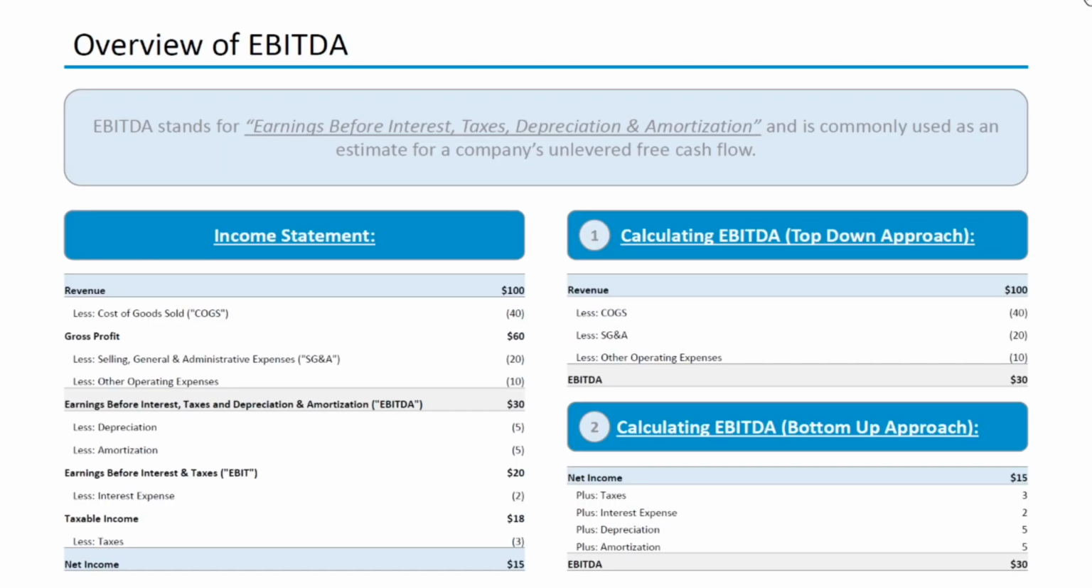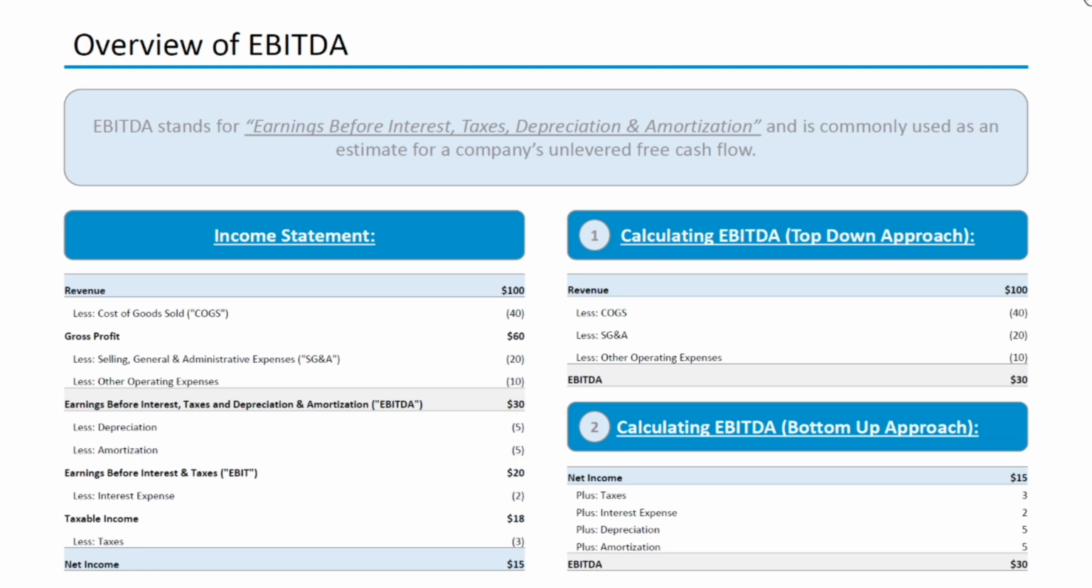So jumping into it, EBITDA stands for earnings before interest, taxes, depreciation, and amortization, and is commonly used as an estimate for a company's unlevered free cash flow. The reason that EBITDA is commonly used as an estimate for a company's free cash flow is because the metric takes into account cash expenses such as cost of goods sold, SG&A, and other operating expenses, but is not impacted by non-cash expenses such as depreciation and amortization.